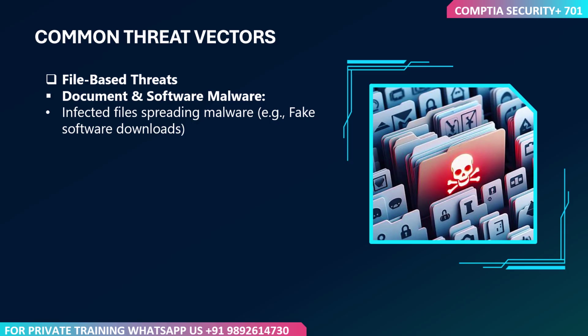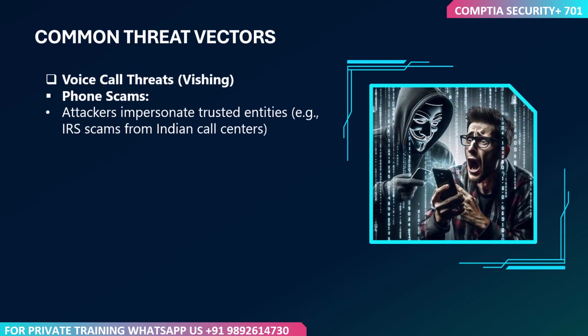Switching gears, let's examine how cybercriminals don't just use messages and files, they also use phone calls to scam people. This tactic is called vishing, or voice phishing. Here's how it works. You get a call from someone claiming to be from the IRS. They sound serious and say you owe taxes that must be paid immediately or else there will be legal consequences. Panicked, many people fall for it and send money, not realizing it's a scam.